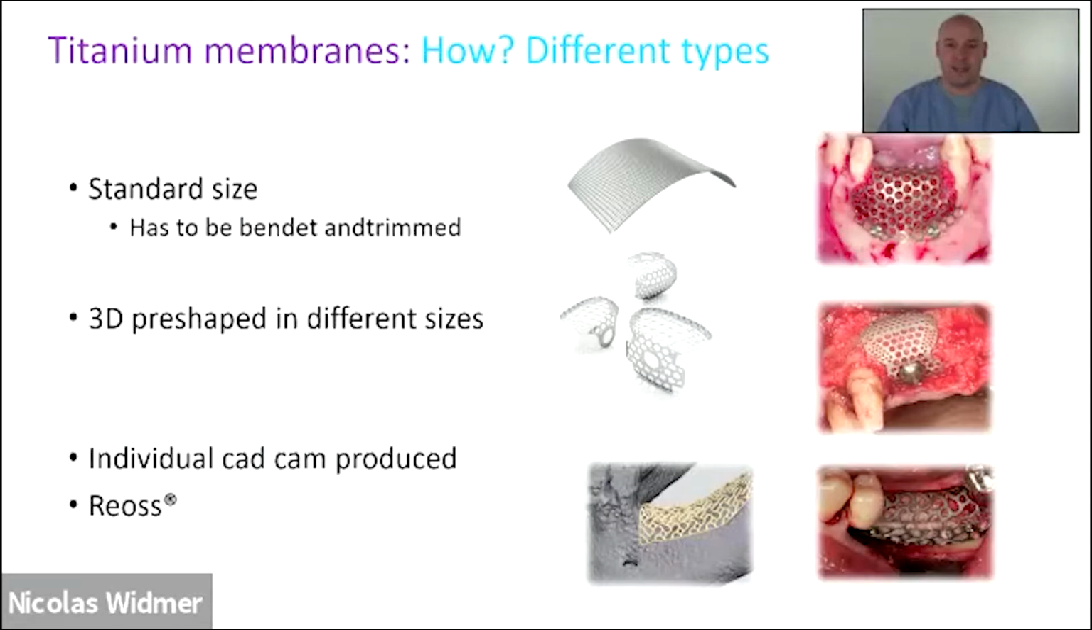Okay, what kind of titanium membranes can we find on the market? There are these standard ones. Then there are the 3D pre-shaped ones in different sizes, which is the one I use. And now entering more and more are the individual CAD/CAM produced ones like the EthOss. I don't have experience with this one. I cannot tell you a lot about this.